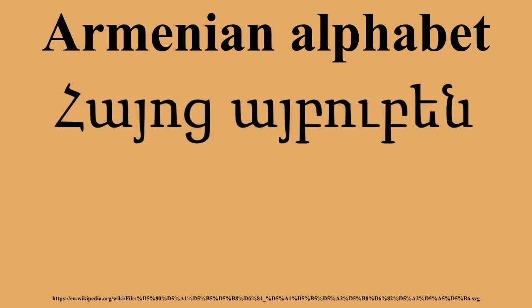Character encodings. The Armenian alphabet was added to the Unicode standard in version 1.0 in October 1991. It is assigned the range U+0530 to U+058F. Five Armenian ligatures are encoded in the alphabetic presentation forms block.